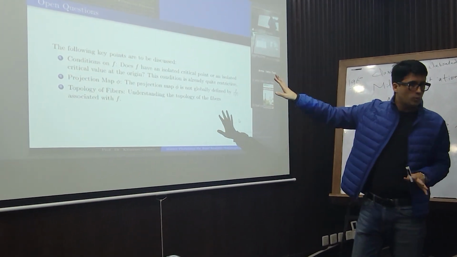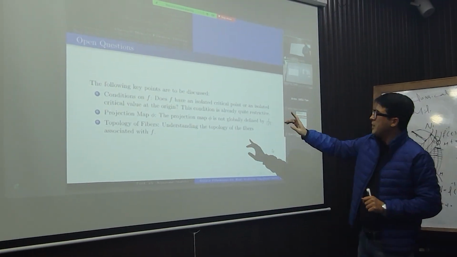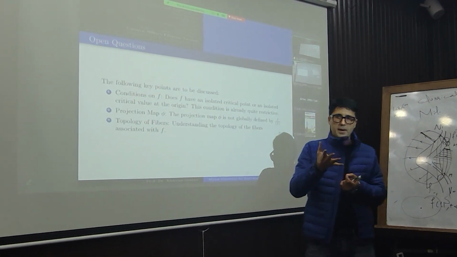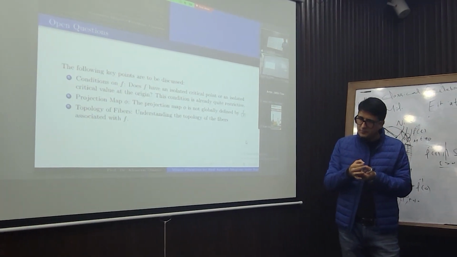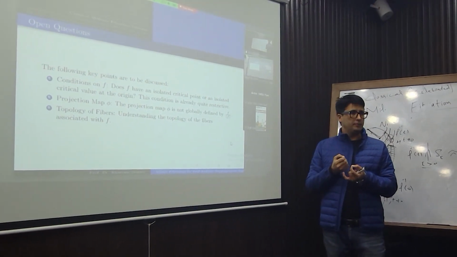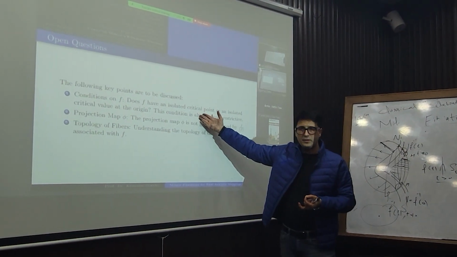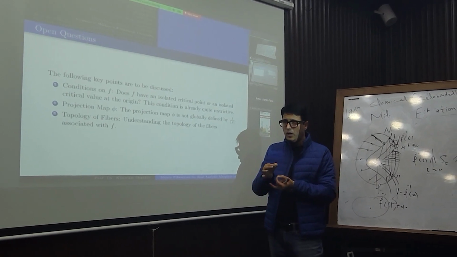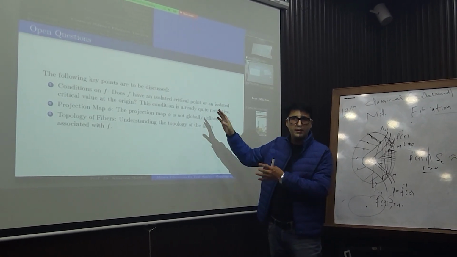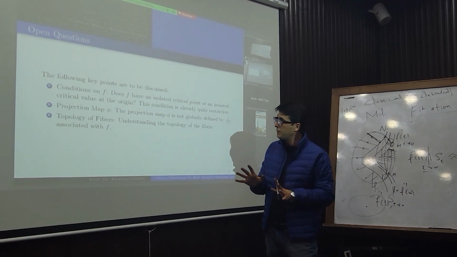And of course, these are the open problems. The problems here are, what are the maps? People are looking for the analytic maps which have the fibration. And then of course you are imposing the condition whether these functions have isolated critical points or isolated critical values. But these two conditions are already very restrictive and very strong conditions.